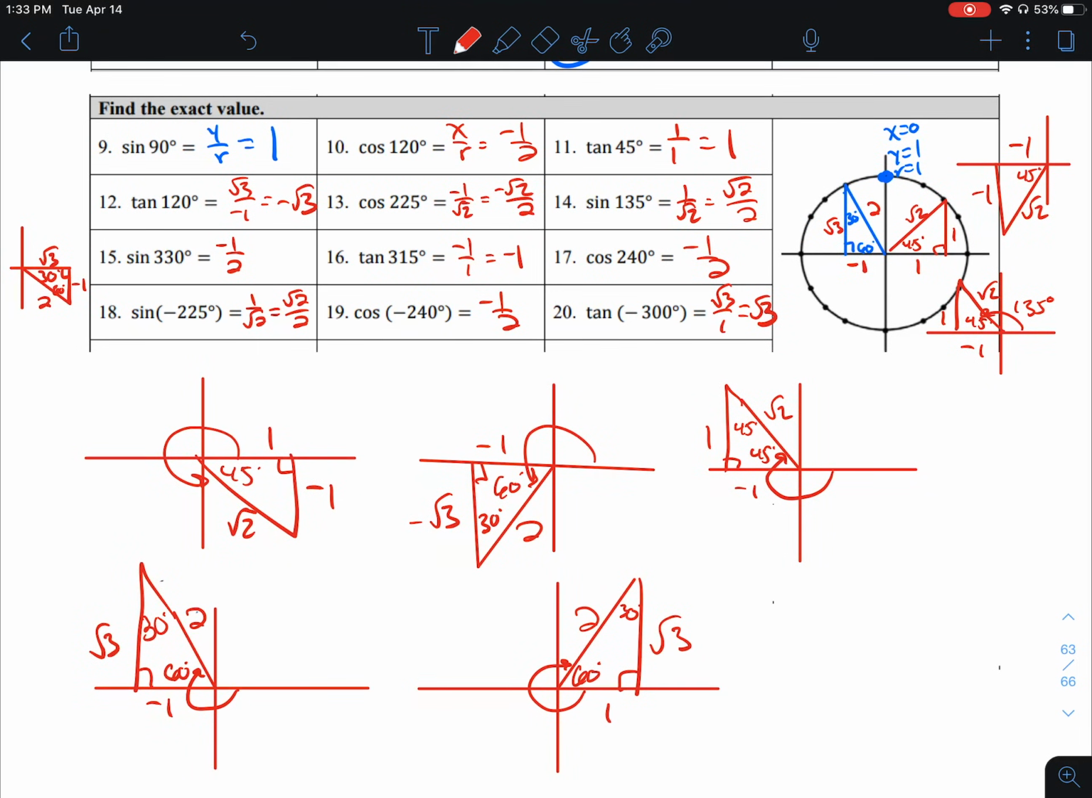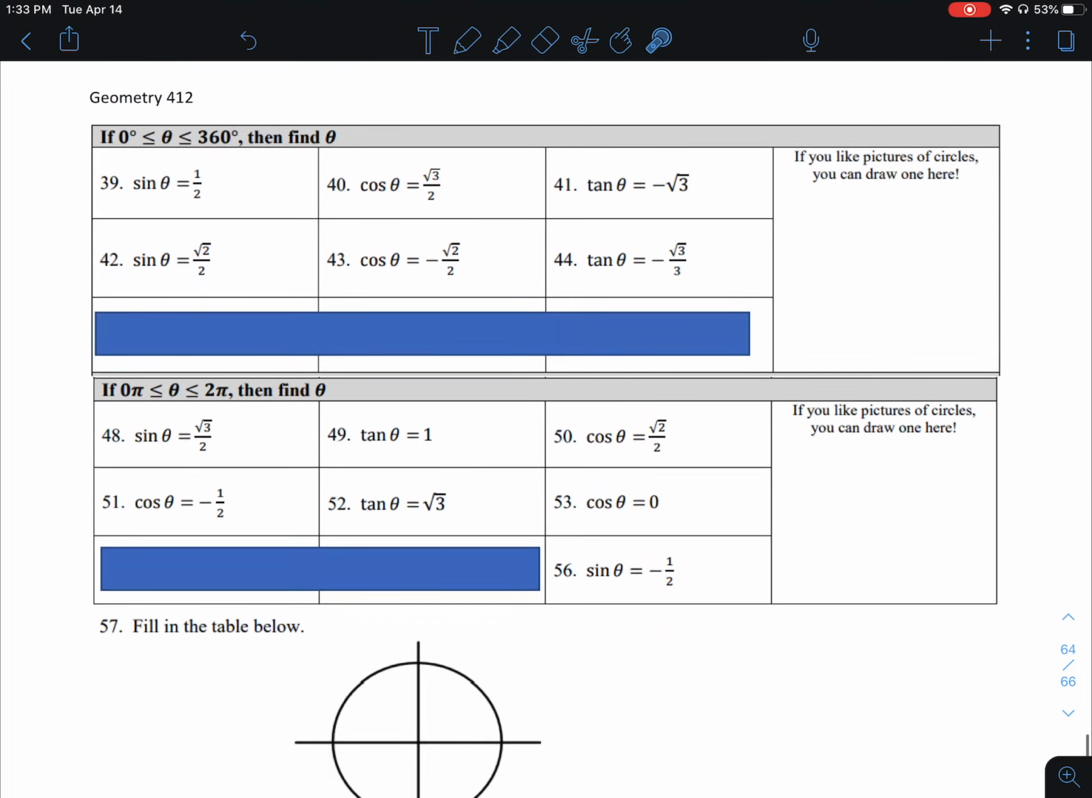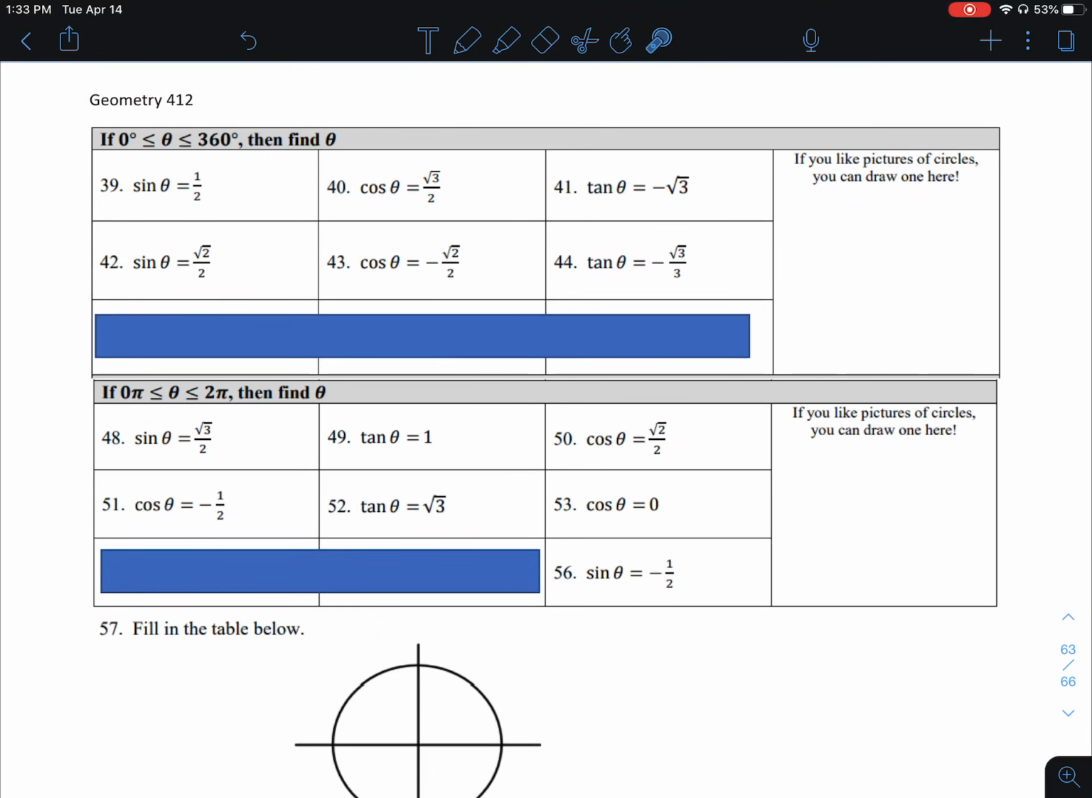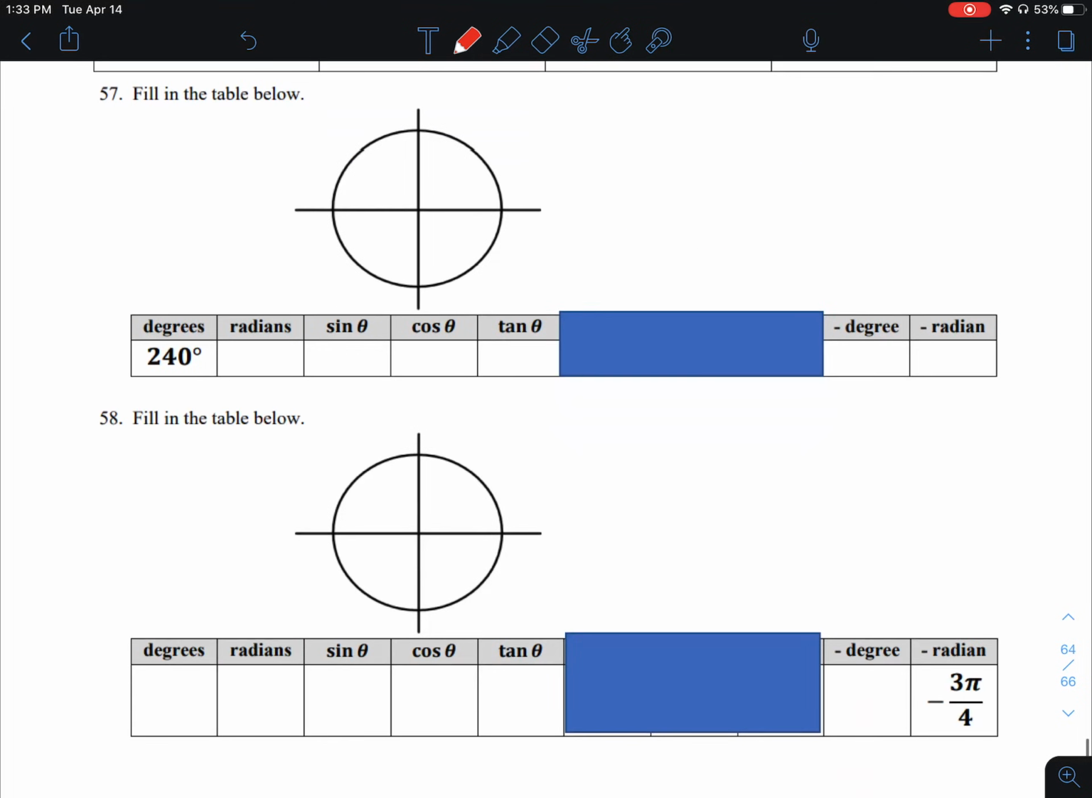Every one of those problems is either a special right triangle or a quadrantal angle. Number 9 is the only one that was quadrantal, and I told you before that we weren't going to do these. 57 and 58, we can do these ones. Fill in the table below.